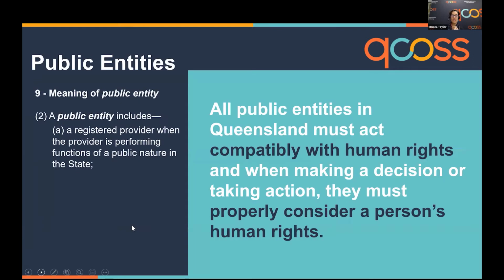Community organisations, when we receive government funding to deliver services, we are an extension of government in that way. That is how it is understood. We are part of the executive branch when we are acting with public money to deliver those services. So that means that we have human rights obligations under the legislation. And that means that we have to give proper consideration to human rights when we make decisions or actions that impact upon people.